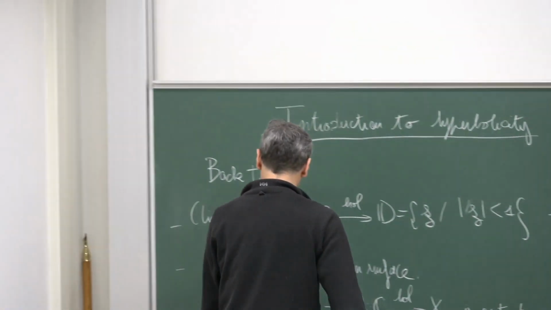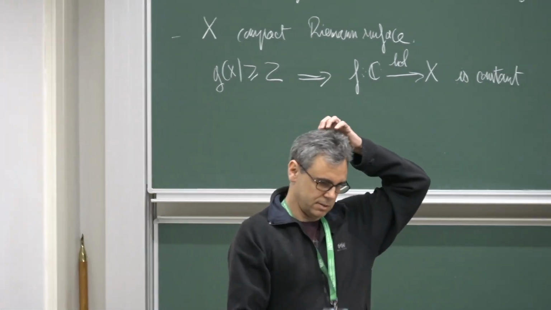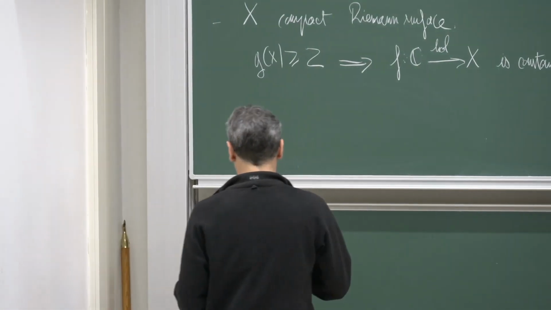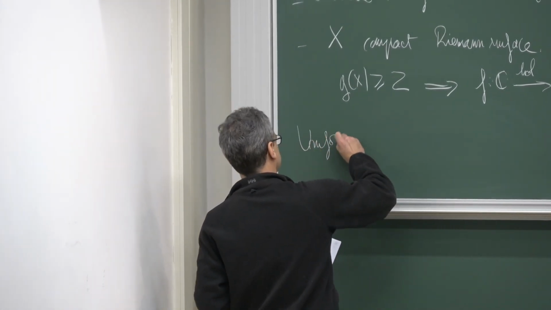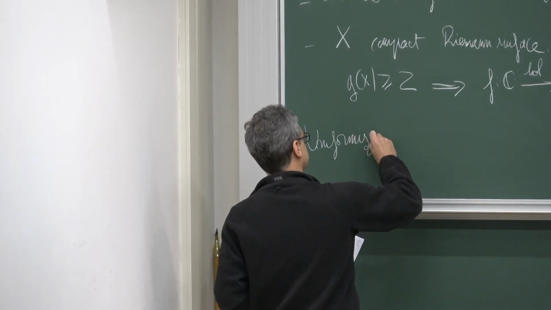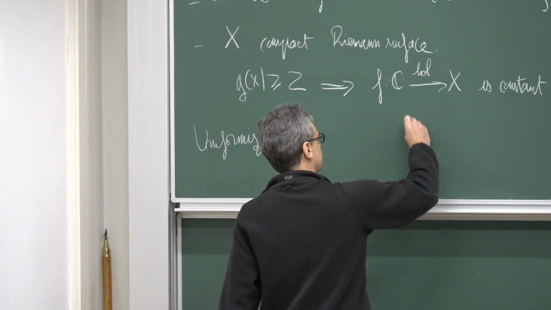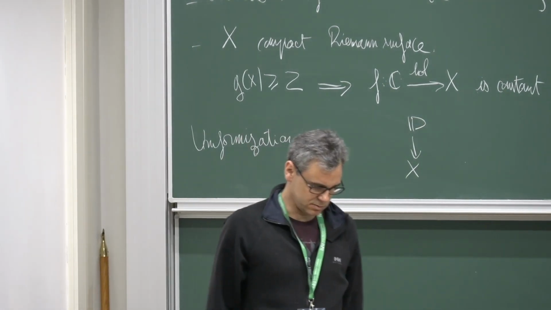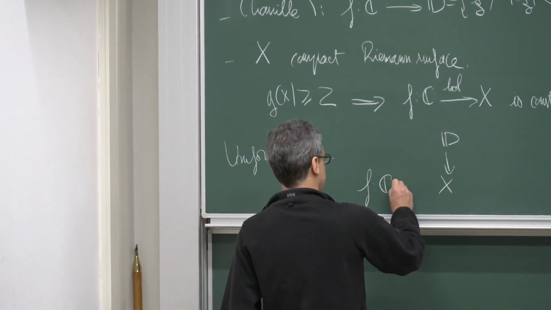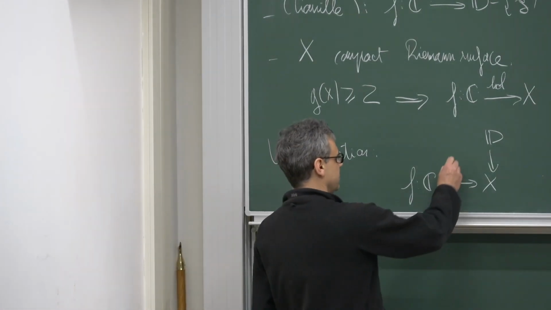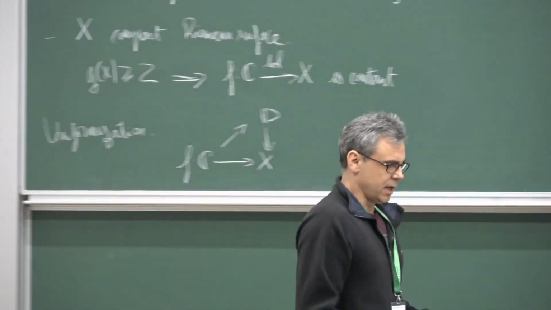And in fact, you can deduce this statement from the previous one if you use the uniformization theorem. So you consider the universal cover, and since it has genus greater than or equal to 2, it's the disk. And so any such holomorphic map we lift here, and by Liouville it has to be constant. Okay, this is a nice proof.